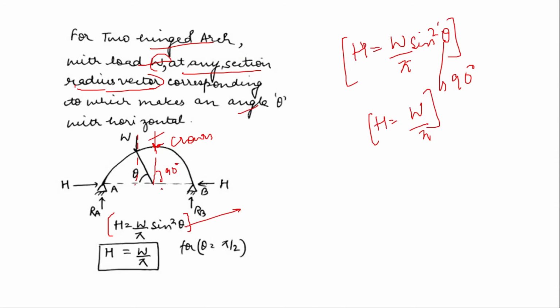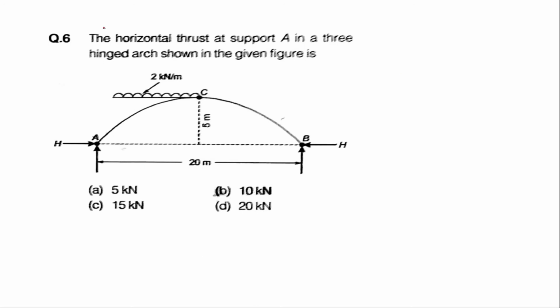You have to write down this formula. It is very important from your examination point of view, and if you learn this formula then you can directly solve the question without any problem. So just learn it for the two-hinged arch. Then comes the next question.